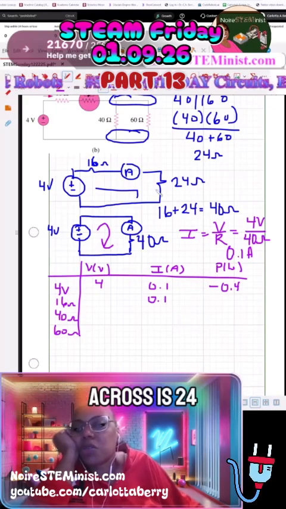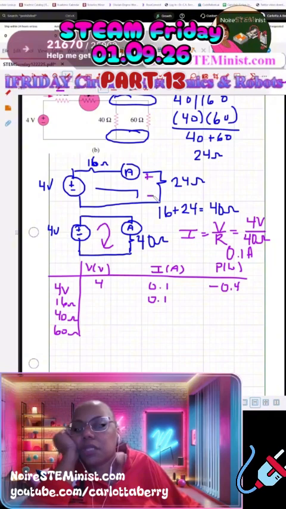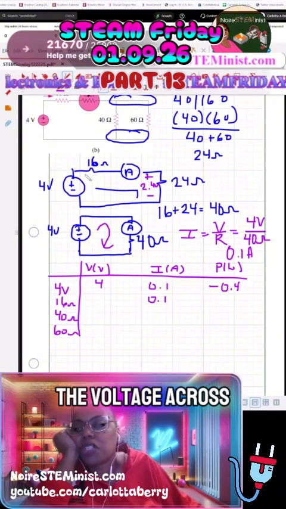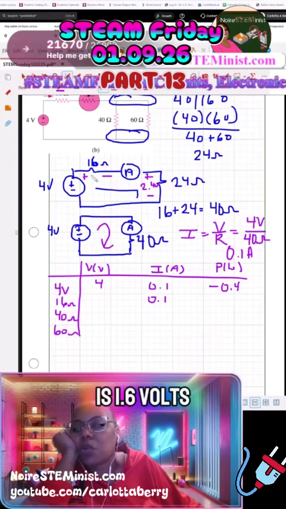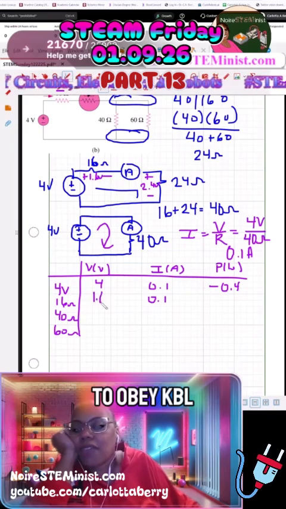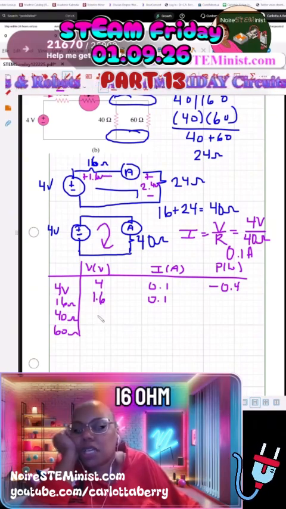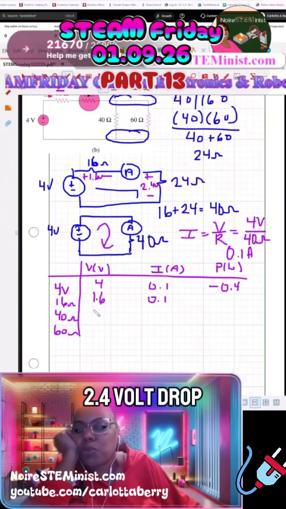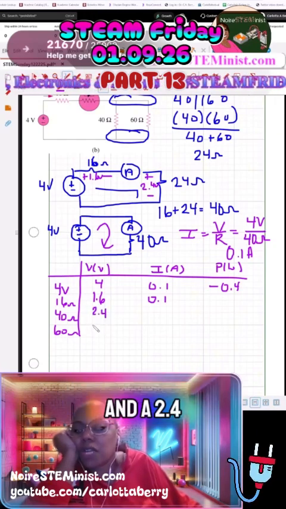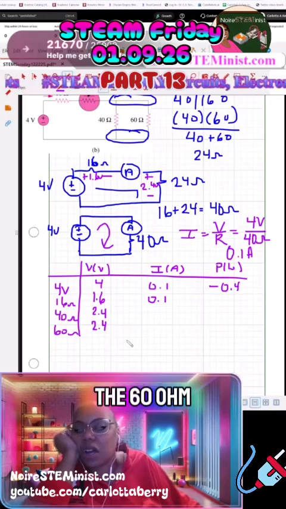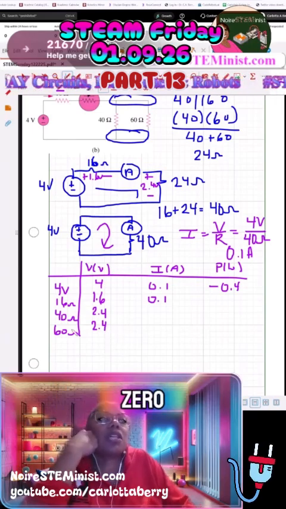Okay, the voltage across the 4 volts is 4 volts. The voltage across the 16 ohms is 1.6 volts. Remember, it has to obey KVL. So 1.6 voltage drop across the 16 ohm. Then we're going to have a 2.4 volt drop across the 40 ohm and a 2.4 volt drop across the 60 ohm, because the sum of the voltages around the loop have to equal 0.